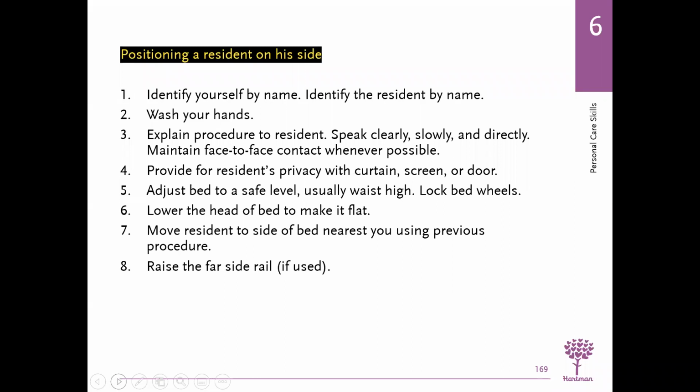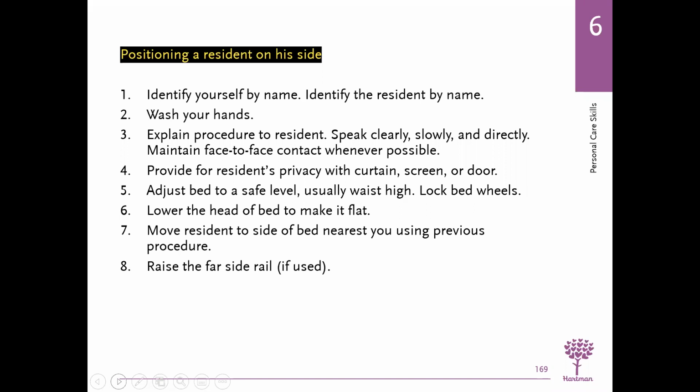There are often times that you are going to reposition your resident onto their side. Page 159 walks you through that skill. Don't worry, we're going to perform this in class because this is going to be a state board skill. Pages 160 and 161 talk about log rolling.